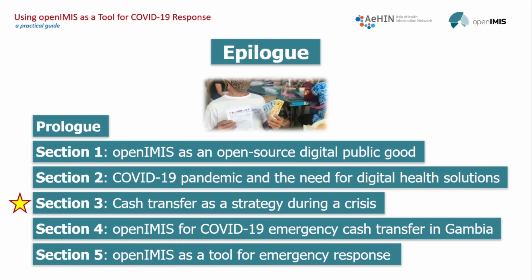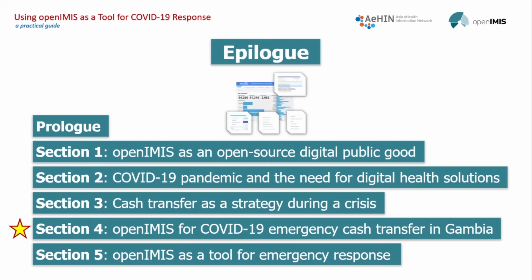In Section 3, we focused on cash transfer as a common strategy for social protection as well as mitigation strategy for the economic effects of COVID 19 lockdowns and restrictions. In Section 4, we discussed how Gambia has utilized openIMIS to facilitate its COVID 19 cash transfer scheme. Given the short time to implement the program, Gambia was able to take advantage of openIMIS features and characteristics as well as its existing social protection program to deploy NAFA Quick, a 4-month cash transfer scheme to benefit more than 78,000 households in the poorest Gambian districts.